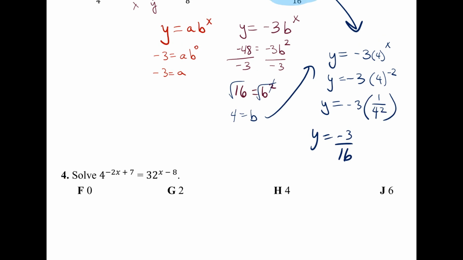Okay, number 3, solve. All right, number 3, let's solve this. Number 4. 4 to the negative 2x plus 4, plus 7, equals 3. Okay, I'm not going to rewrite it. How can I go about solving this, Matt? How do I go about solving this?